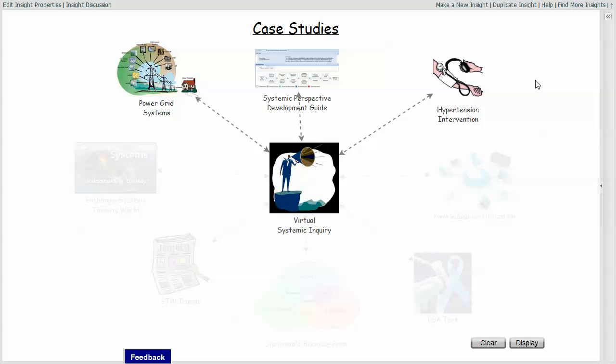The hypertension intervention undertaking was done by George McDonald, and it was an attempt to understand approaches to treating hypertension. It started out with a concept model and led to a closed loop diagram, and there's actually a simulation online that resulted from this undertaking.